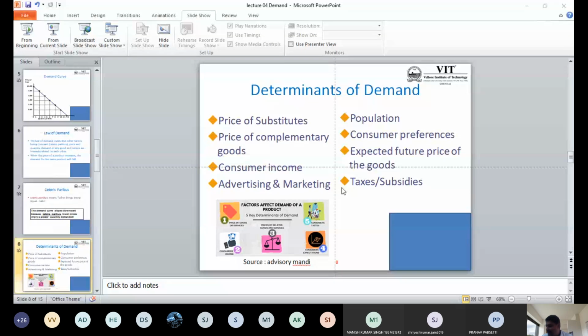Now, consumer income. Is it time? 36 only. Okay. Consumer income. How will consumer income affect the demand? Suppose I take a normal good. There will be an increase in income for me. The seventh pay commission is implemented, and my salary got increased by a greater amount. Are you able to see my presentation?